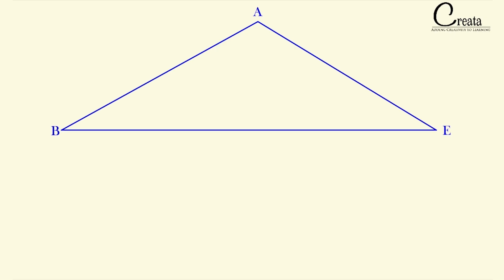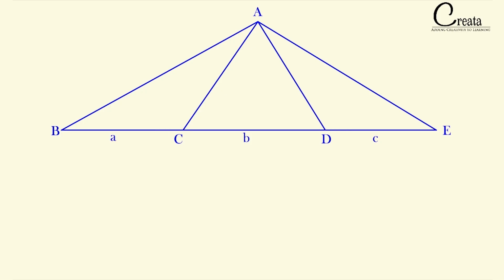Let's take a triangle ABE. AC and AD are the two lines joining the vertex to the opposite side. BC is a, CD is b and DE is c. Here in this figure, are you able to observe three triangles? Triangle ABC, triangle ACD and triangle ADE. The bases of these triangles are given as a, b and c respectively.